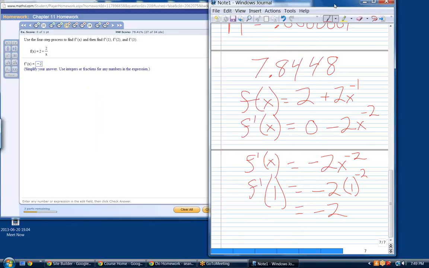f is 2 plus 2 times x to the minus 1. The derivative of that is 0 minus 2x to the minus 2. So f prime of 1 has to be minus 2. I feel like I'm living in a parallel universe here where the laws of math all of a sudden don't apply. They never apply for me, so it's okay.